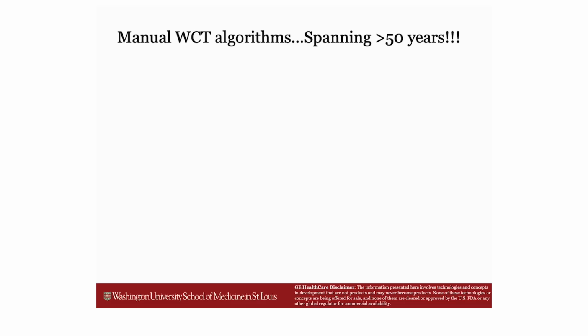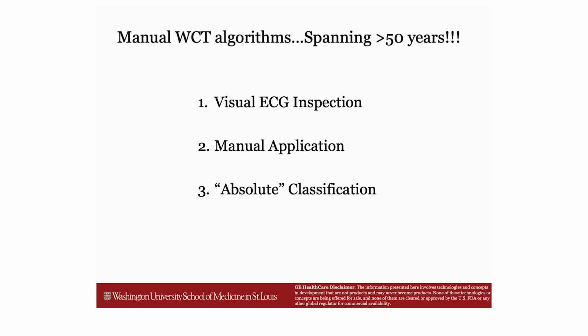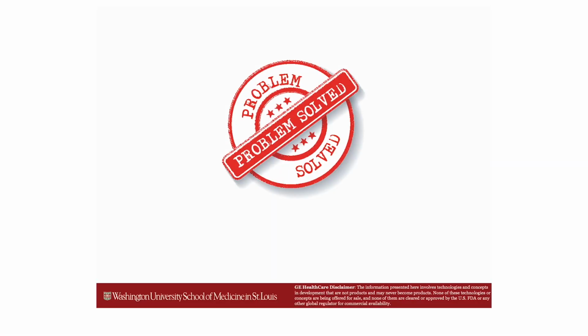And these algorithms have a few common themes. So they require visual inspection of the 12-lead ECG. They require manual application of specific criteria that you might know, you might not know. And then also they arrive at an absolute classification of what the diagnosis is. So now that we have a billion algorithms out there, problem solved, right? Or we don't necessarily have to worry about anything else.